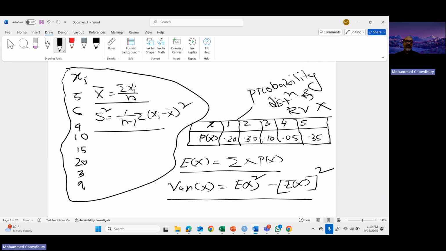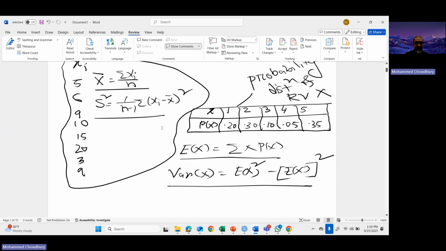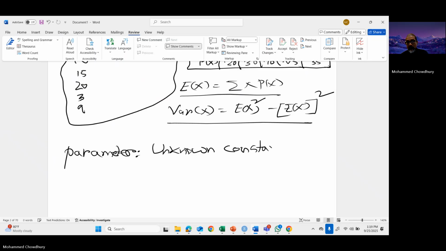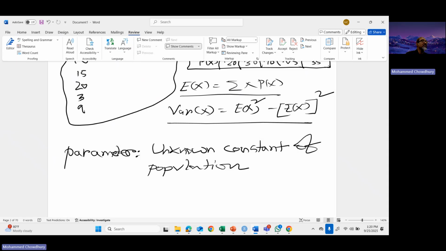Okay, let me write 2, 3 definitions here so that you would not be confused. What is parameter? Parameter: unknown constant of population. Unknown constant of population is known as parameter.